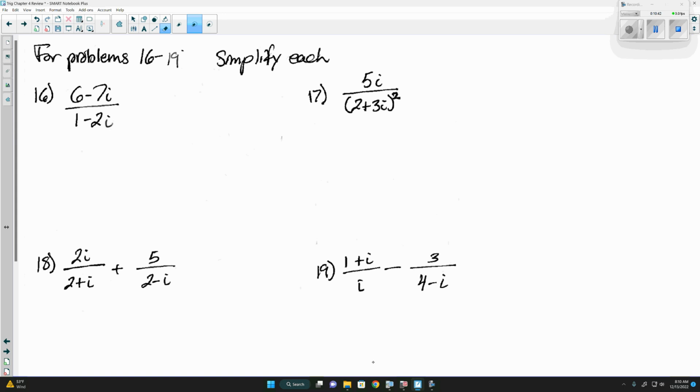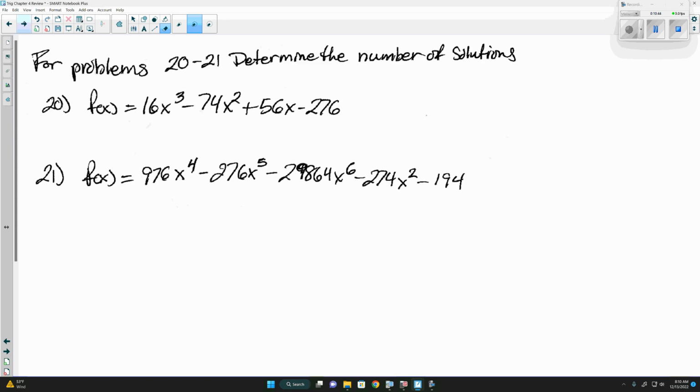Questions on 16 through 19. 20 or 21? I hope not. What's the answer for 20? 21? Because we're looking for the degree. 20 was written in standard form, 21 was not. The degree was actually 6, so we'd be looking for 6 solutions.